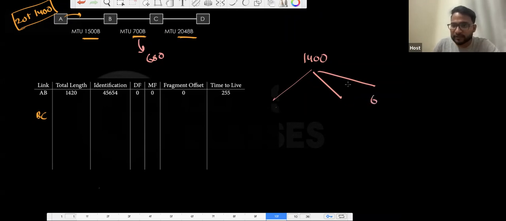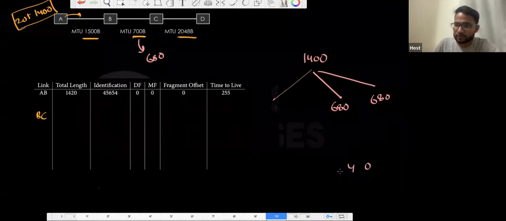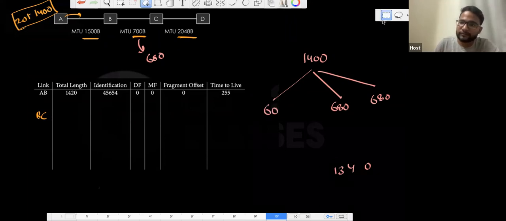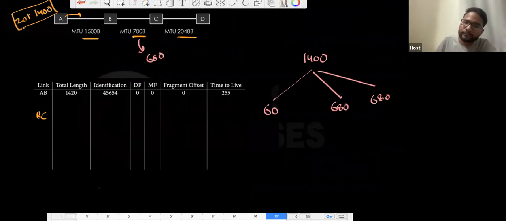Basically, you will divide this 1400 into 680, and what is remaining here? 60 will be remaining, right? You will be dividing this 1400 into 680, 680 and 60. Is this okay to everyone? Why 680? Why not 700? Sorry, 40 should be remaining, right? Yeah, 40 will be remaining.